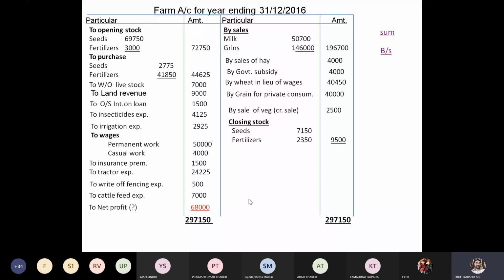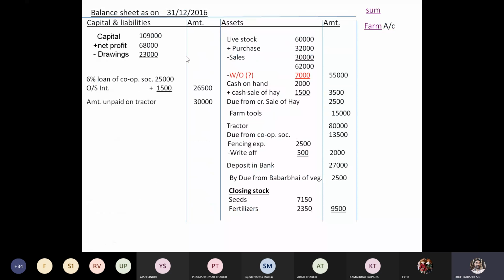So profit will be added in the balance sheet, in the capital. 68,000 profit will be added in the capital. So go to the balance sheet. 68,000 net profit will be added. So total 1,54,000.